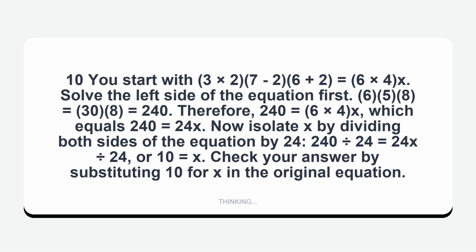10. You start with 3 times (2 times 7 to the 2, 6 plus 2) equals 6 times 4x. Solve the left side of the equation first. 6 times 5 times 8 equals 30 times 8 equals 240. Therefore, 240 equals 6 times 4x, which equals 240 equals 24x. Now isolate x by dividing both sides of the equation by 24. 240 divided by 24 equals 24x divided by 24, or 10 equals x. Check your answer by substituting 10 for x in the original equation.